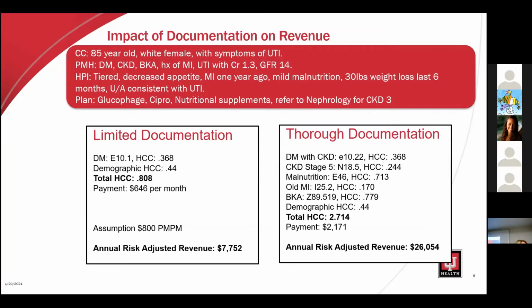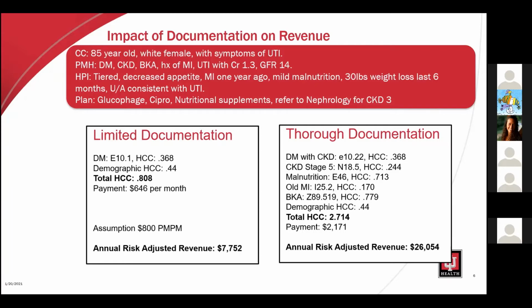This patient here is an 85-year-old white female with symptoms of a UTI who has a significant past medical history. But if we have limited documentation on this patient, her total HCC may come out to 0.8, which is again less than that 1. So even though she has a significant past medical history, a history of an MI plus this UTI she's got going on, she may seem healthier than what she actually is.